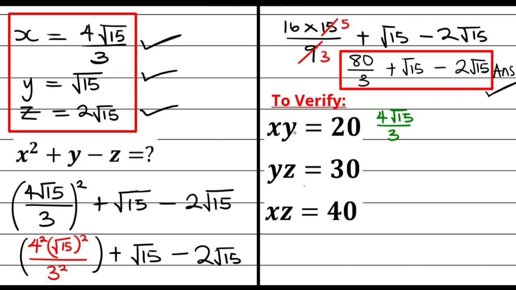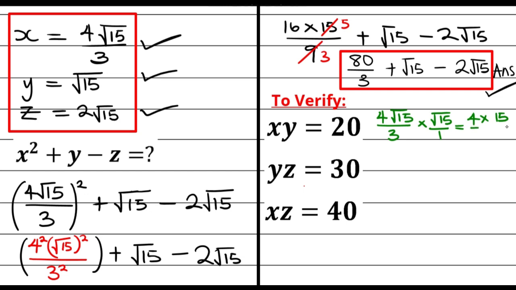That is x multiplied by y is equal to 20. Y is root 15. So multiply by root 15. We're going to see if this is going to be equal to 20. Let's say this is root 15 over 1. Therefore, root 15 times root 15, that's going to be 15. Then times 4. That is, we're going to have 4 multiplied by 15. Multiplying two roots together of the same thing is going to remove the roots.